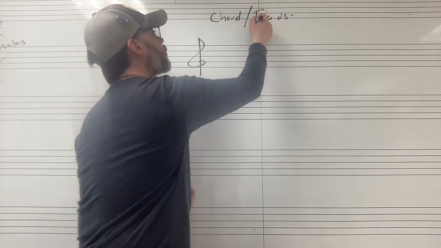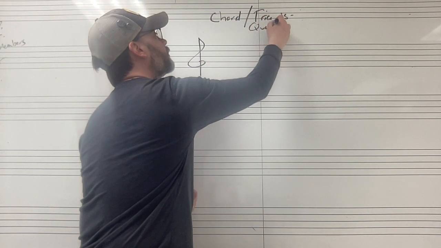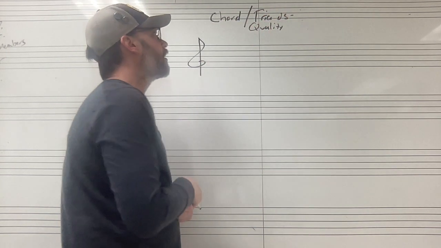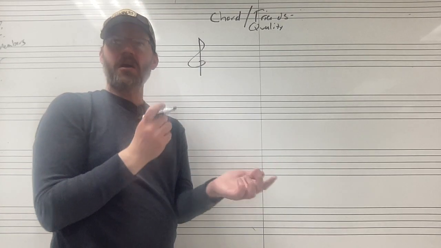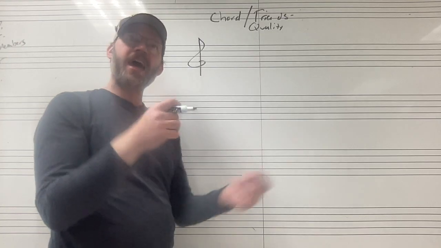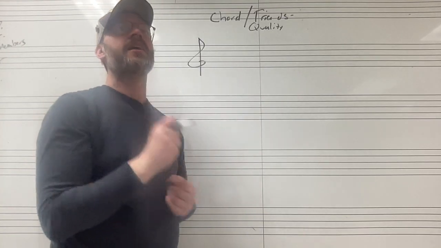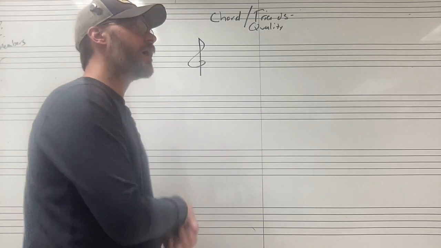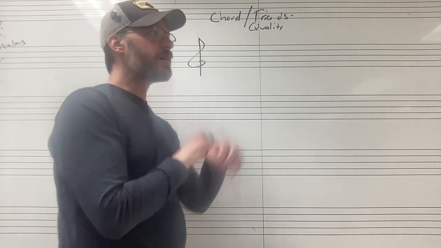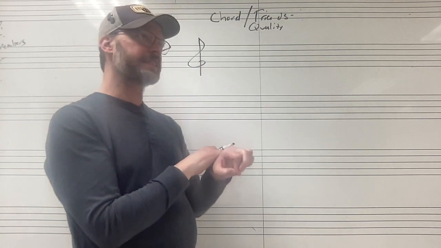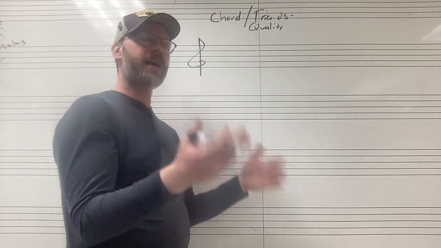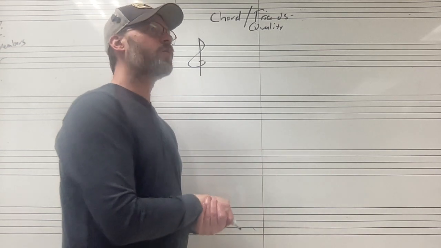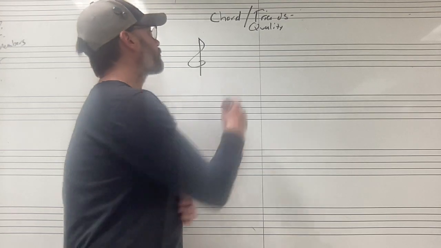So we have chord quality, much like interval quality. It will tell us if it sounds sad or happy or tense. That's quality. Okay? As we learned with minor seconds sounding very tense and dissonant, and maybe major thirds sounding pleasant and consonant, right? That's quality. And so we have four chord qualities we're going to worry about today.